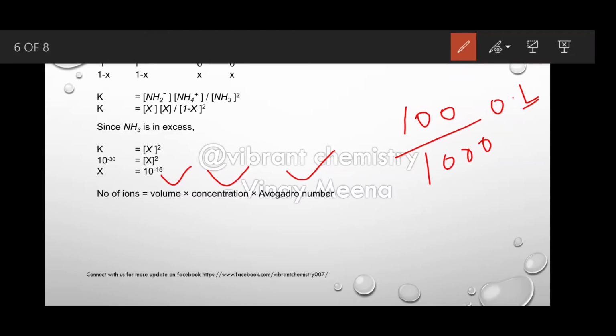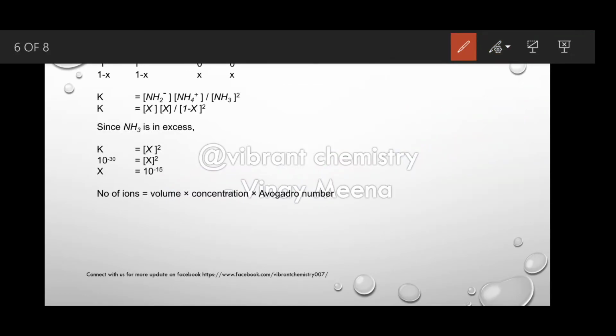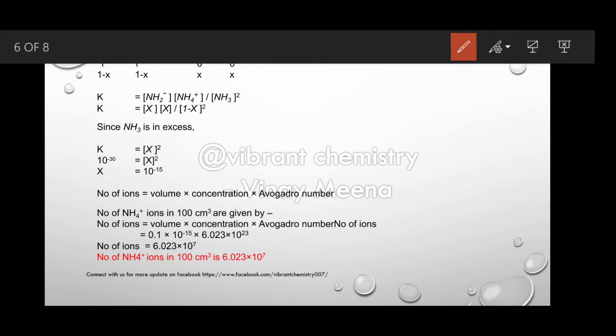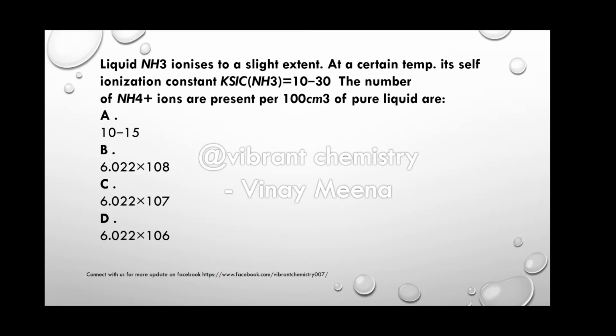Volume of the solution is 0.1. And now we calculate the number of NH4 ions finally in the 100 ml of the solution. If you calculate this, you will get the number of NH4 ions in 100 ml equal to 6.023 into 10 to the power 7. So guys, this was the answer we were looking for, and if we talk about the answer options, it will be option C.